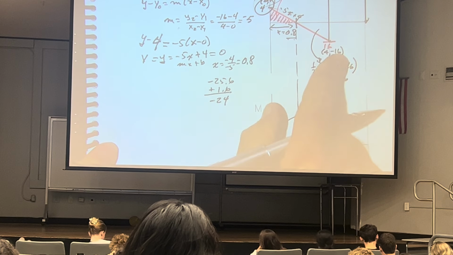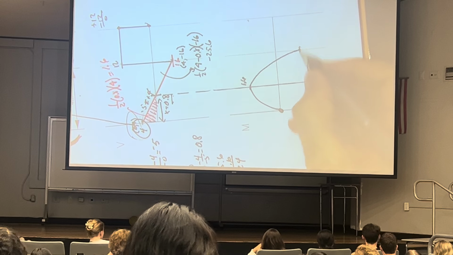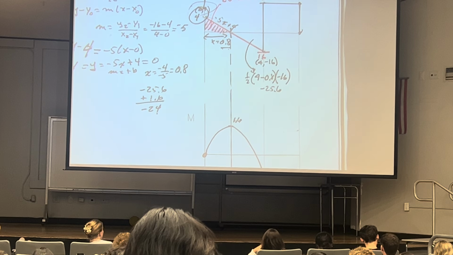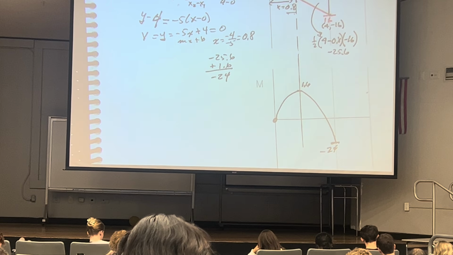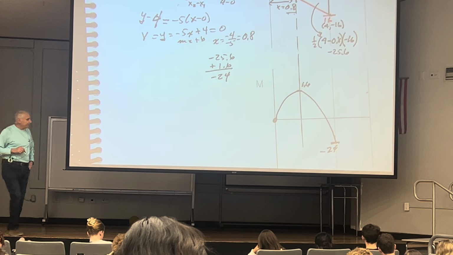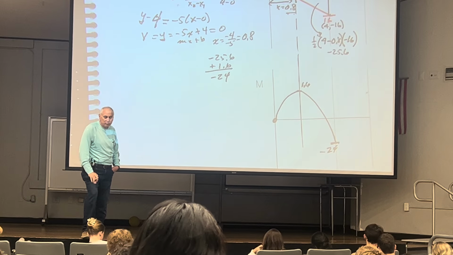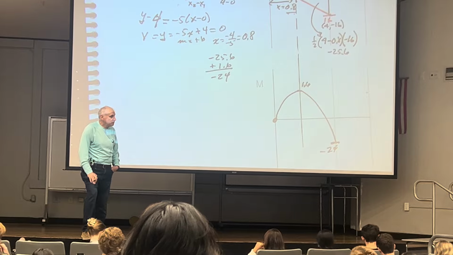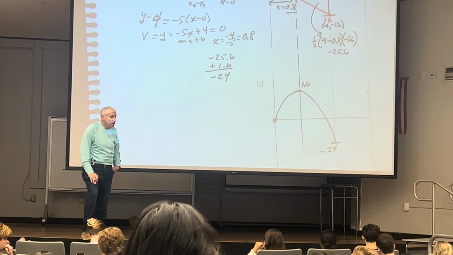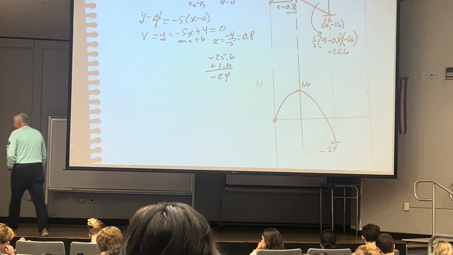But this is a line. That means it's a parabola. So I'm going to do a parabola down to negative 24. So there's the continuation of the parabola. You with me? Okay, next.